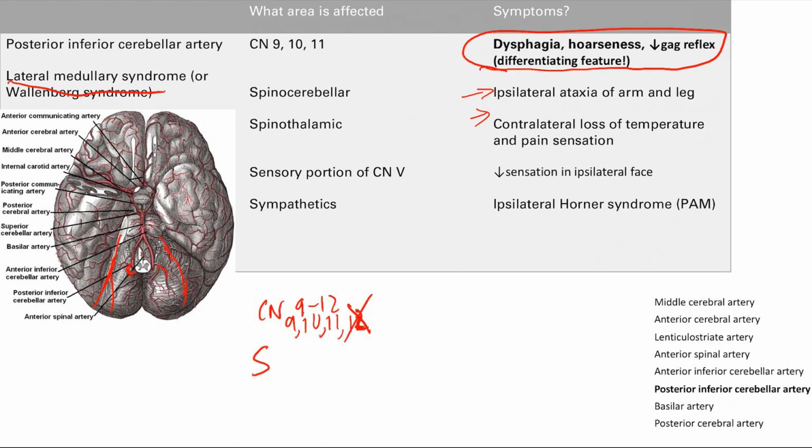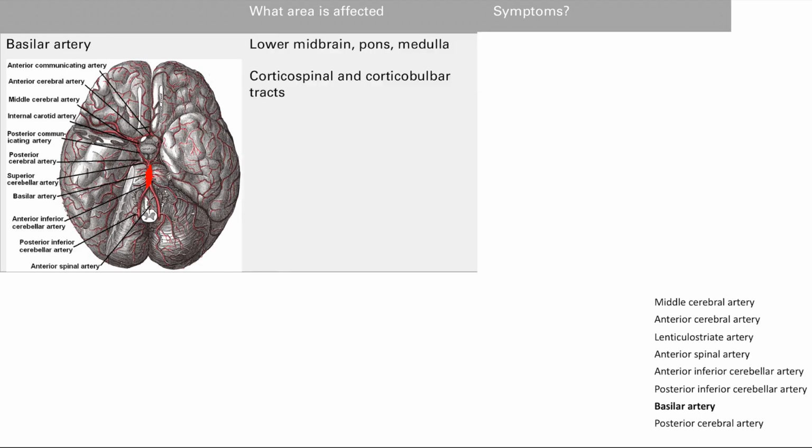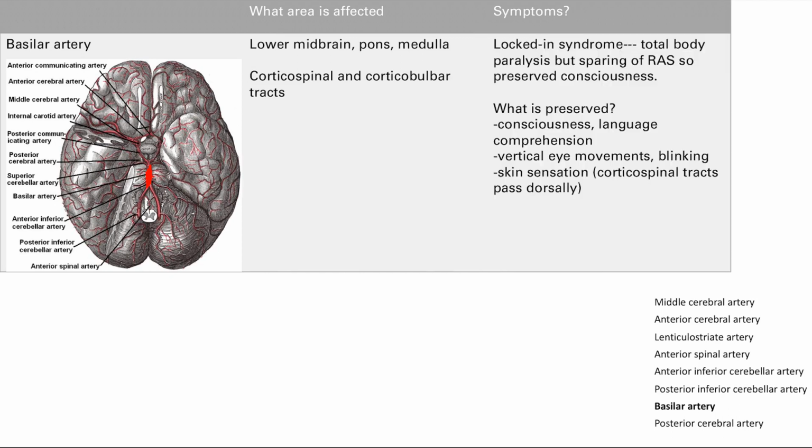So next, we finished with our rule of 4's, and we're going to go to the basilar artery right here. Now this artery perfuses the brain stem. It's a big fat artery. It goes to the midbrain, the pons, and the medulla. Okay. It's also going to perfuse your corticospinal and corticobulbar tracts. I'm just going to talk about the symptoms here. It's pretty easy to understand, but I'll just introduce it.